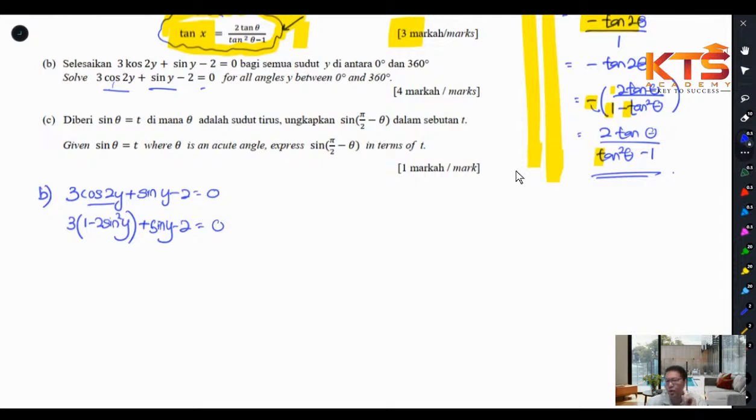Okay, now we have a quadratic in sine y. So it is negative 6 sine square y, plus sine y. 3 times 1 is 3. 3 minus 2 is 1. All right, so I like to make it positive.